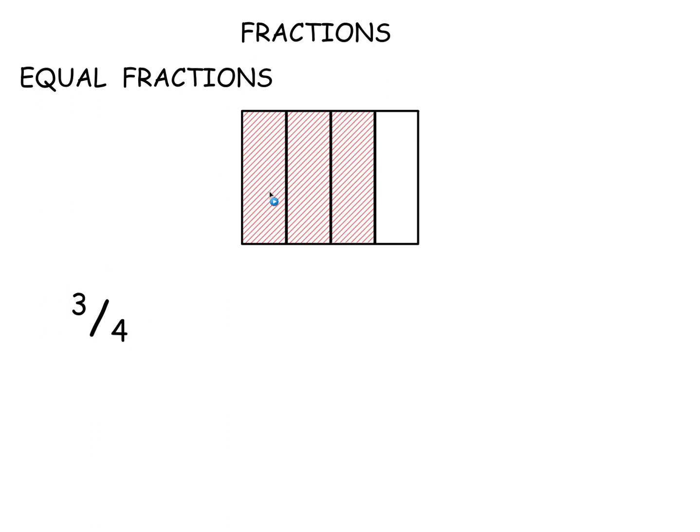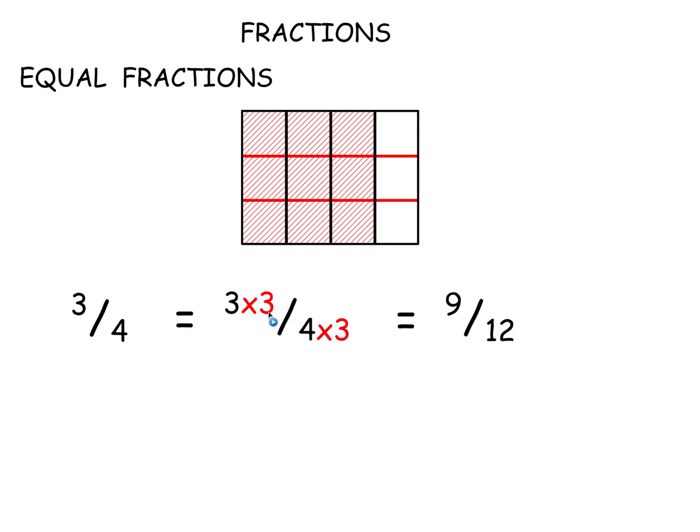If I then split that horizontally, from having 3 parts shaded, it's now got 9 parts shaded out of the 12 parts altogether. So the 3 parts on the top became 9 parts, 3 times bigger, and the number of parts altogether went from being 4 parts to being 12. So the top number was multiplied by 3, and the bottom number was multiplied by 3, and that gave us 9 parts out of 12 shaded.